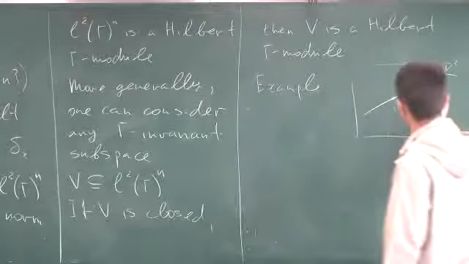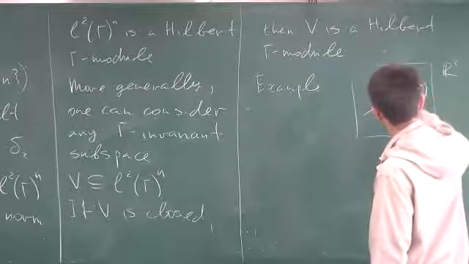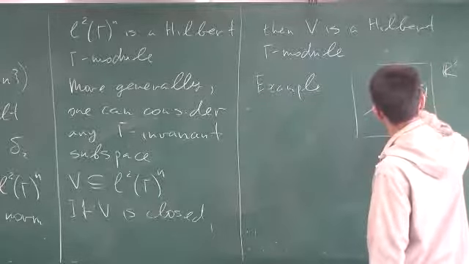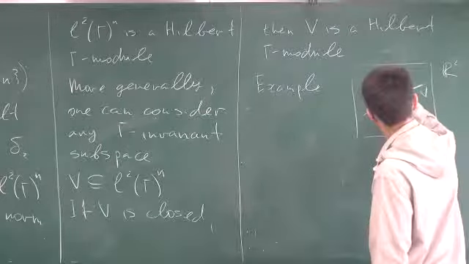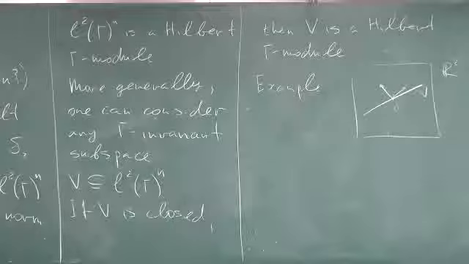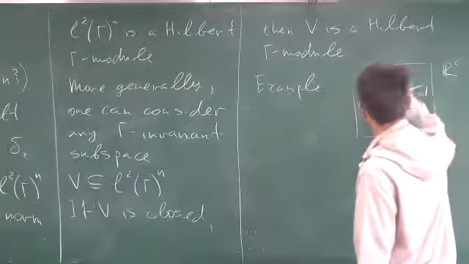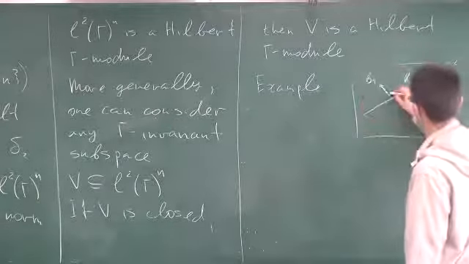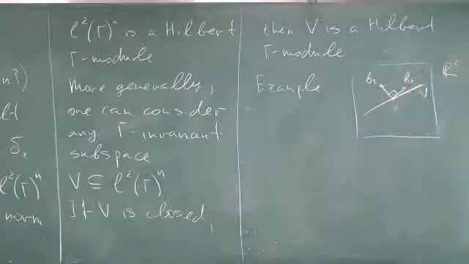This is 0, and then you pick two vectors. Say, let me draw it this way, like this. I pick an orthonormal basis in R2, B1, B2, orthonormal, so two orthogonal vectors of length 1 each. And then you do the following.